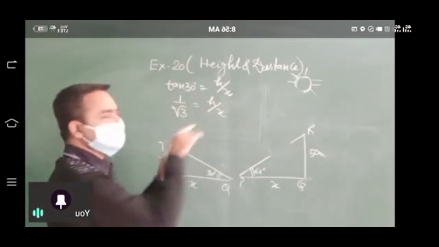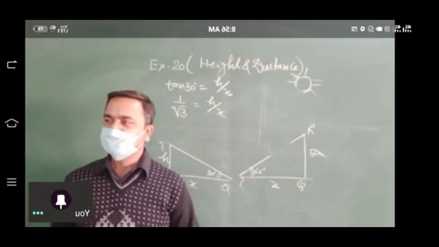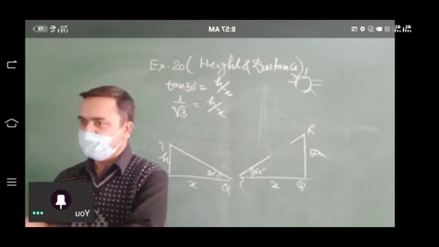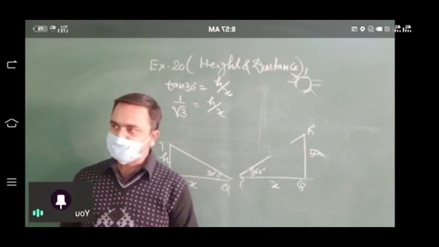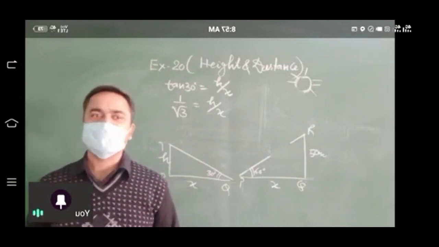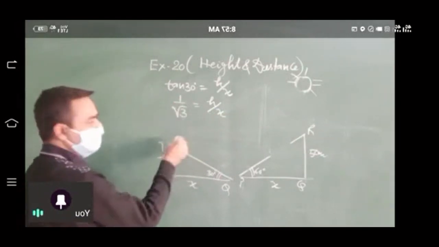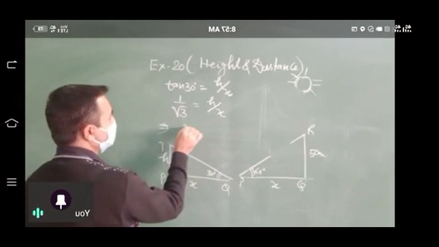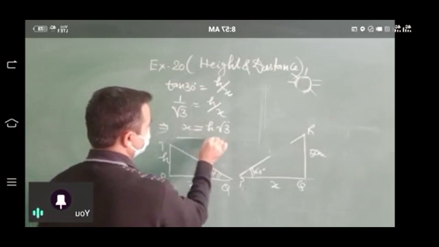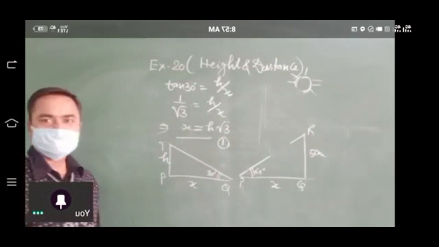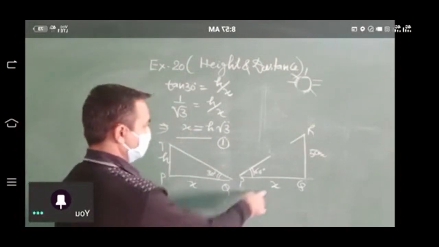Do the cross multiply and mind it, you have to find h, so you have to remove x from the equation. Okay? Because the question is to find h, so you have to remove x. How will you remove? We'll do later. First, do the cross multiply. If you are doing cross multiply, then x equals h under root 3, and make this as equation 1. Clear? Now come to this triangle.